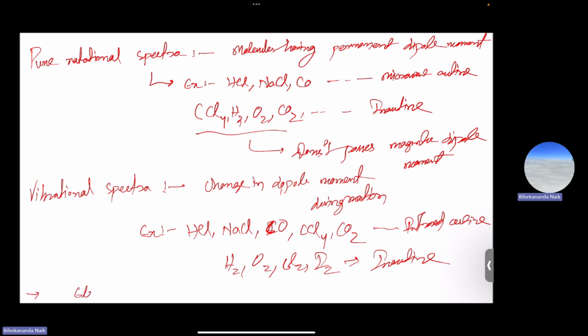However, if you talk about electronic spectra, all molecules exhibit electronic spectra because it depends upon the electronic distribution. And we know electrons are distributed in different molecular orbitals according to their energy values, and corresponding to that we have electronic spectra. So all molecules show electronic spectra, but some molecules don't show rotational or vibrational spectra.